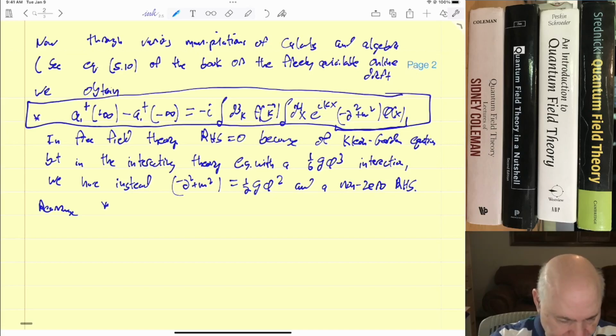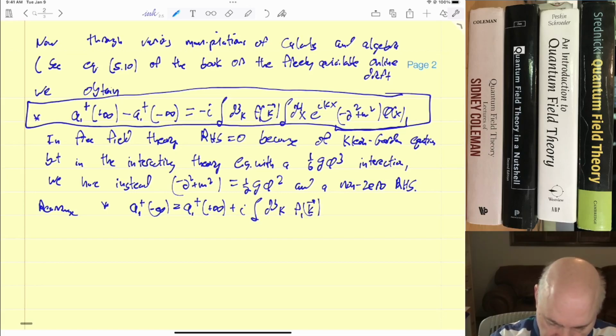If we rearrange that, we're going to get a1 dagger at minus infinity is equal to a1 dagger at plus infinity plus i, the integral d3k f1(k), the integral of d4x e^(ikx) (minus partial squared plus m squared) acting on phi of x, and the Hermitian conjugate, which you also need to rearrange.